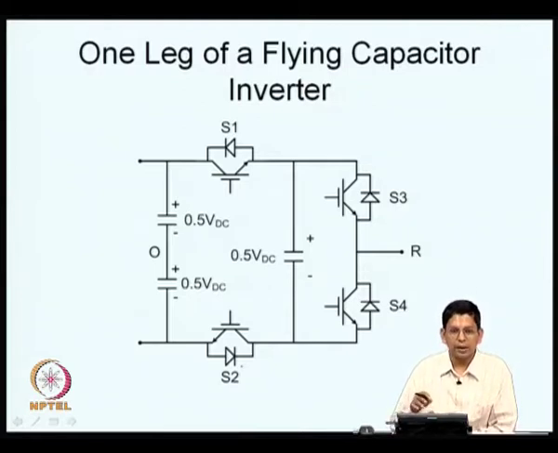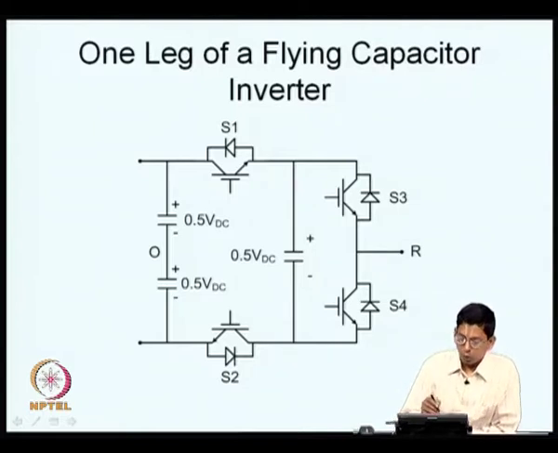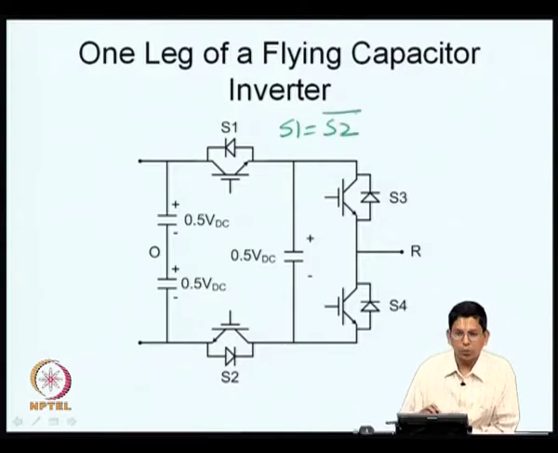You can have yet another leg, and then two legs make a single phase inverter. You can have three such legs to make a three phase inverter now. So, now the rules are very clear. S1 and S2 are complementary. S1 is equal to S2 bar.